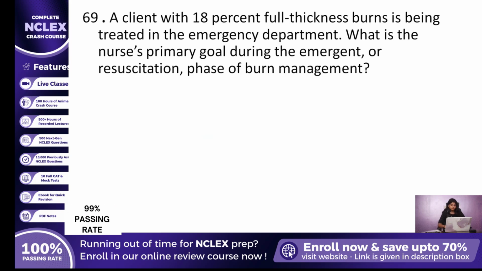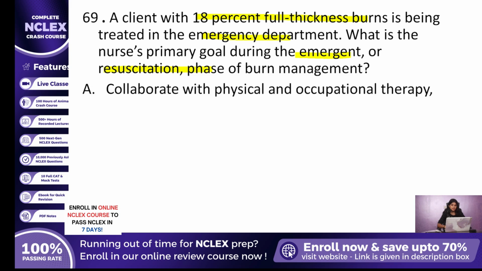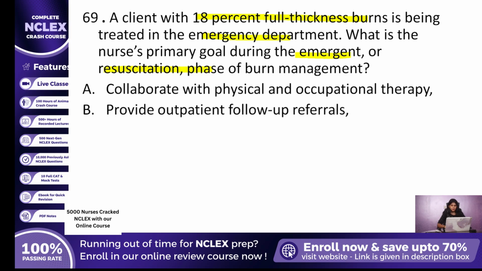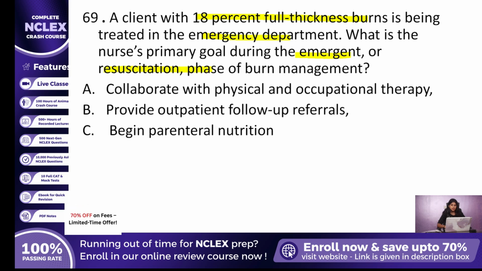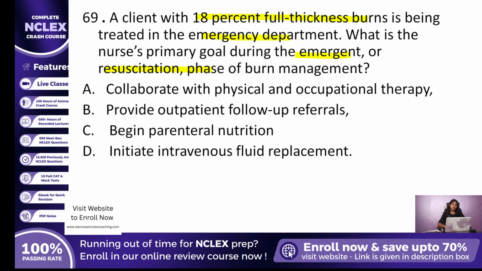Question 69 transitions into emergency care for burn clients. A client with 18% full-thickness burns is being treated in the emergency department. What is the nurse's primary goal during the emergent or resuscitation phase of burn management? Here are the options. A. Collaborate with physical and occupational therapy. B. Provide outpatient follow-up referrals. C. Begin parenteral nutrition. Or D. Initiate intravenous fluid replacement. The correct answer is option D.